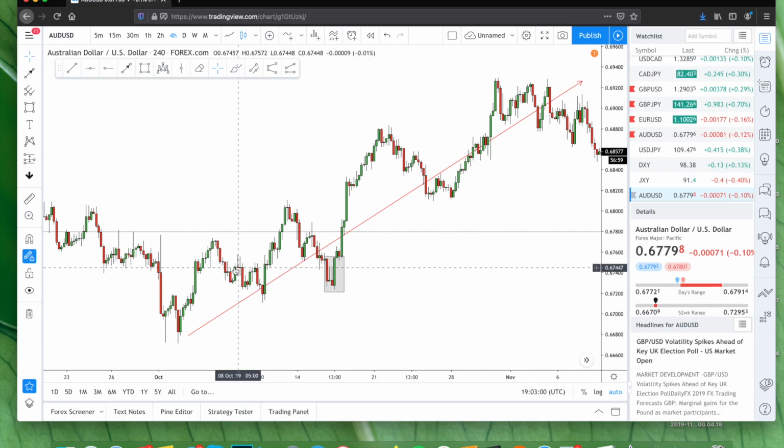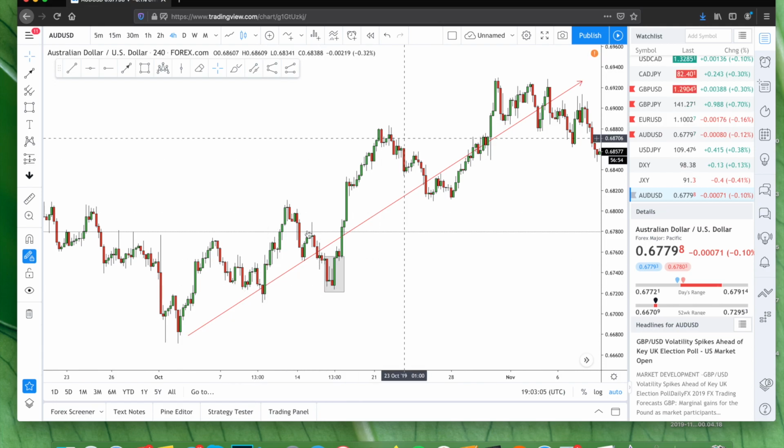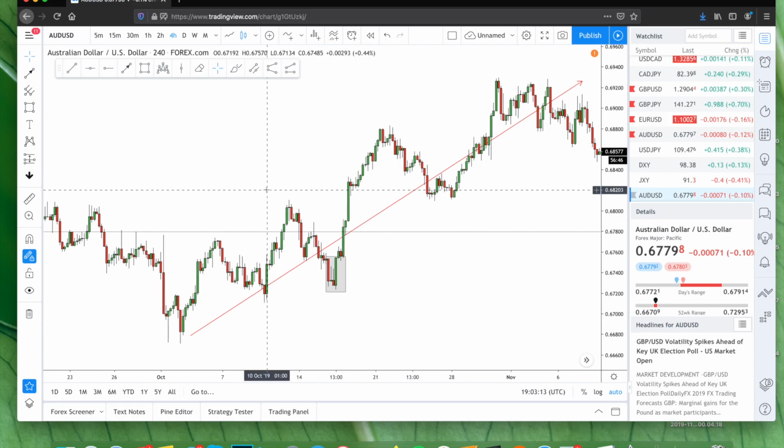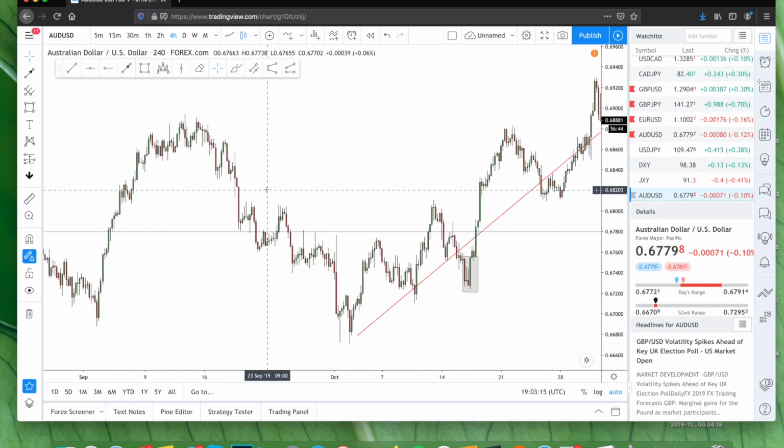Engulf everything back here. Then we saw a nice push up here. Got a pullback, then engulfing again, and then push straight up. Engulfing. The next thing that I always tend to look at is the wicks, right?